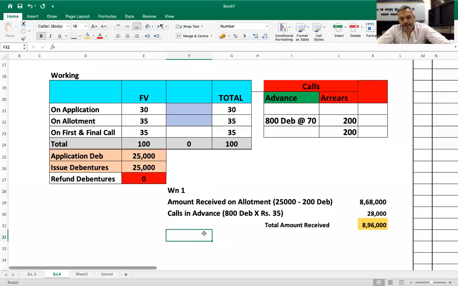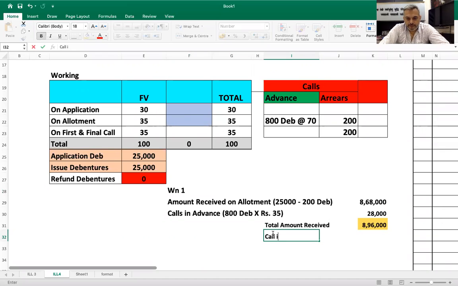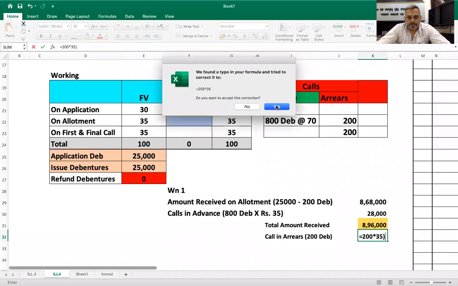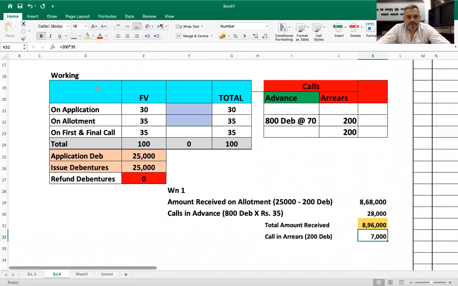Below this working, I will do calls in arrears, which is for how many debentures? 200 debentures. So calls in arrears is 200 debentures into 70 rupees. Sorry, into 35 rupees. So it comes to 7,000. Change the color of this. So this is calls in arrears.